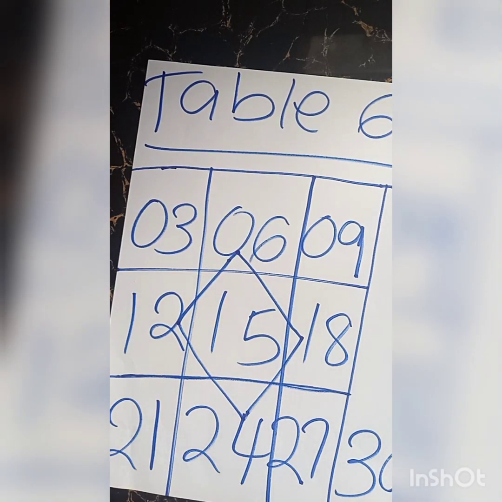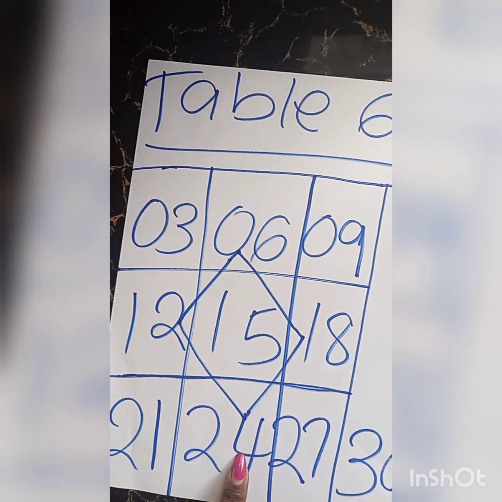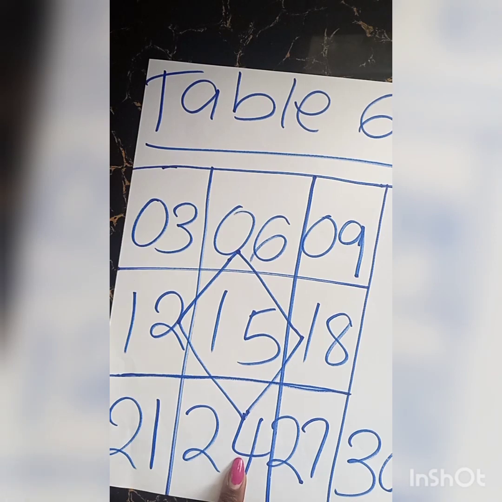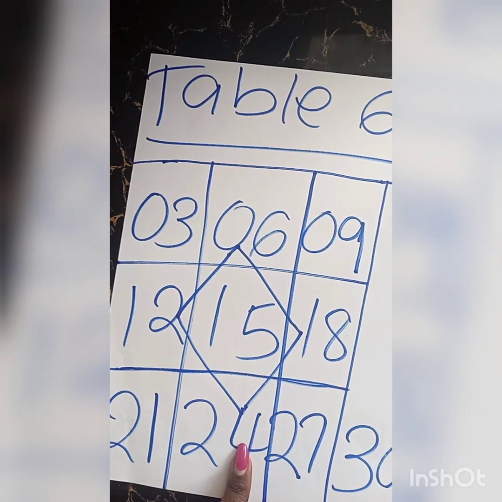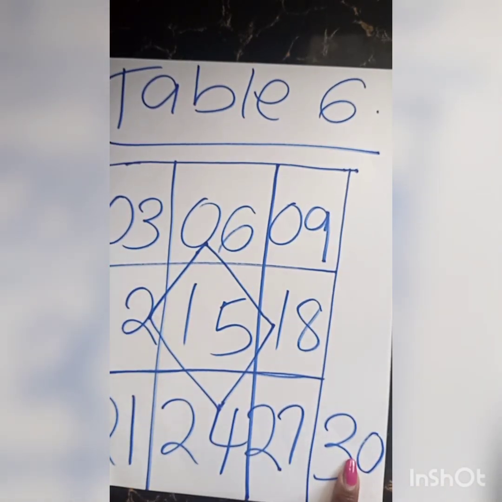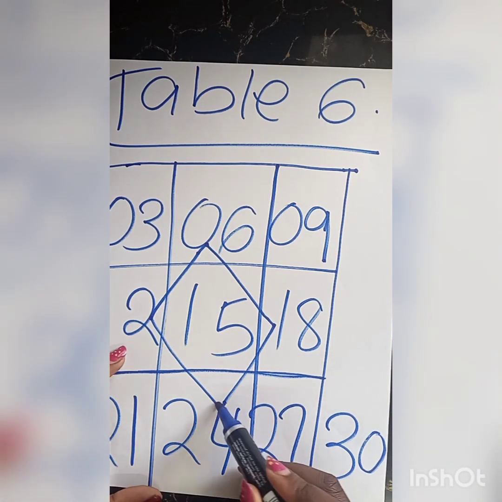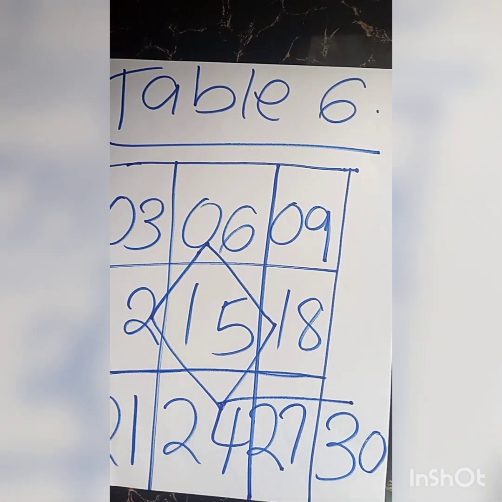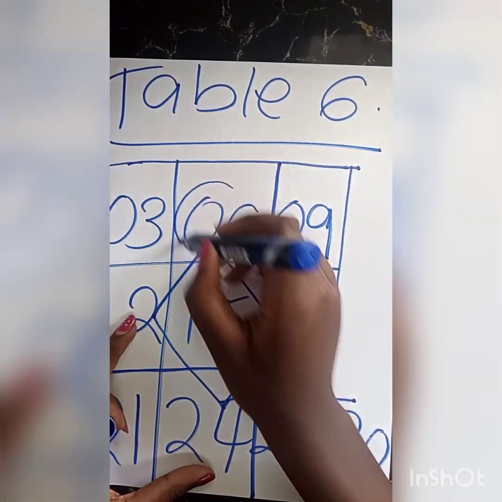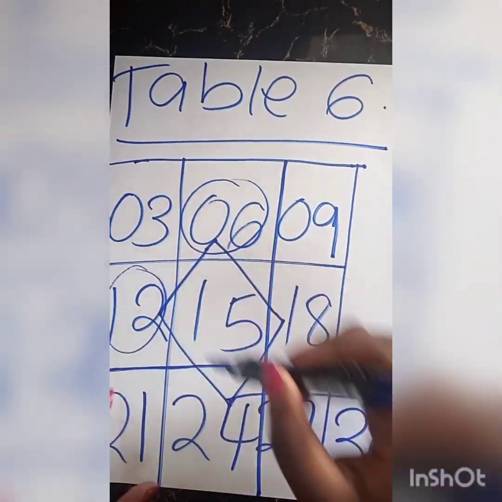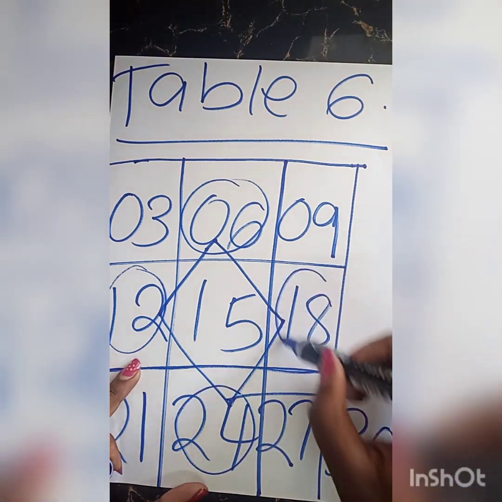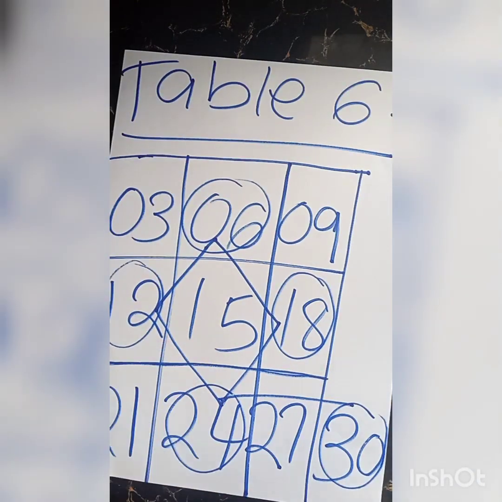And now, from the number that has been touched on the third row, which is 24, we'll draw a line connecting that number to the number that's outside the table, which in our case is 30. So we'll draw a line connecting this to this. And we can circle these numbers that have been touched by the diamond shape. And that's it for the first table.